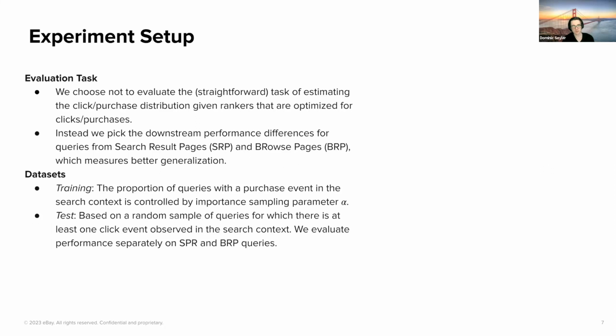The data sets that we use for training is the proportion of queries with a purchase event in the search context, which again we can control by the important sampling parameter alpha. In the case for test queries, these are based on a random sample of queries for which there is at least one click observed in the search context. And we evaluate separately the performance on search result and browse queries.